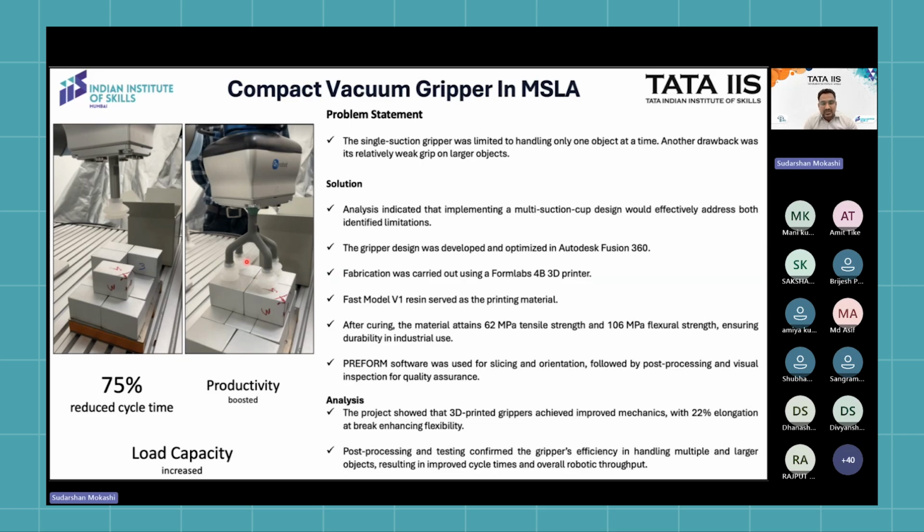So before selecting the material, we check its mechanical properties, whether it will sustain or not. So that is the guideline for 3D printing when you choose the material and the technology. After analysis, we get these results. We can reduce the cycle time by 75%.